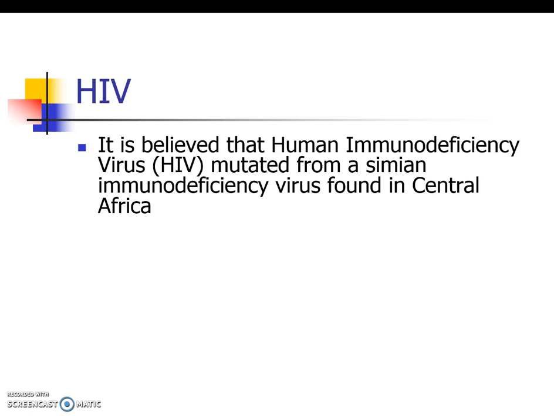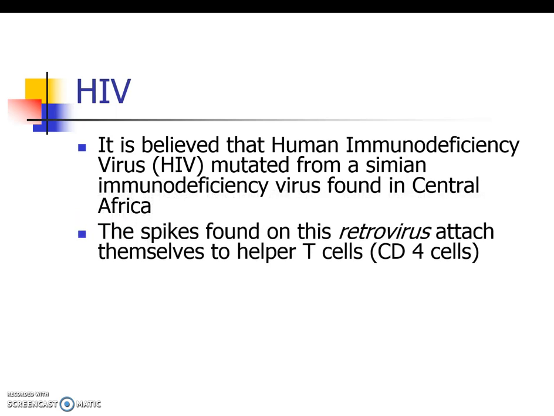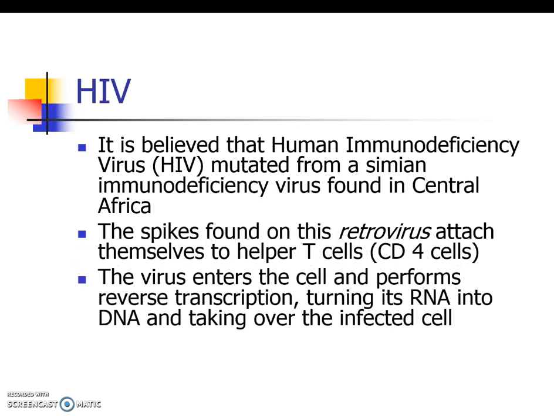It's believed that HIV came from a simian immunodeficiency virus, or SIV, that's found in Central Africa. So it essentially mutated and crossed species and was able to infect humans. We already know that HIV is a retrovirus, which is capable of doing reverse transcription. HIV has spikes, which allow them to attach better to the helper T cells, which is what they infect. The virus enters the cell, performs reverse transcription, turning RNA into DNA, therefore taking over the infected cell.